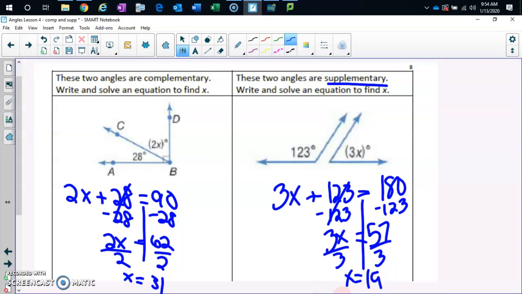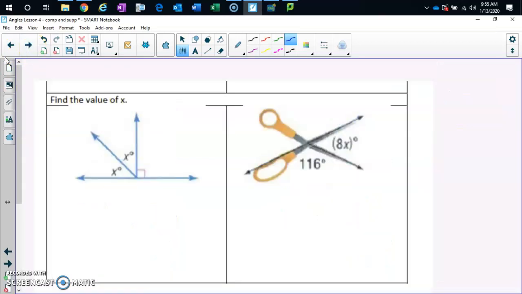We did need the words. We didn't need the words for this one. Now, if I drew this picture like this, would I need the word supplementary to do that problem? No, because these two angles are a what? What are these called? These two angles are a linear pair. We know that a linear pair adds up to 180. A linear pair is also supplementary.